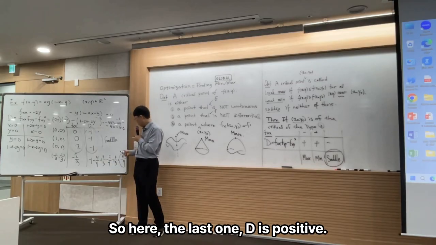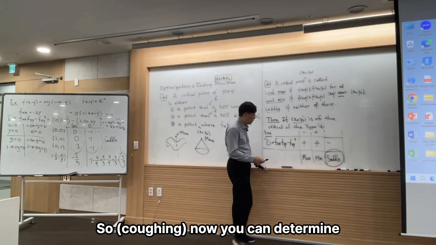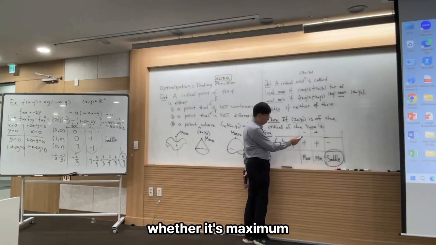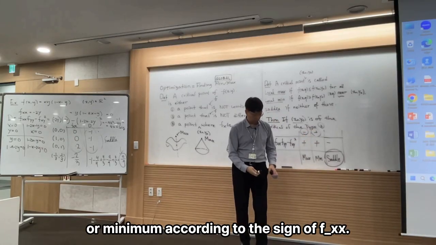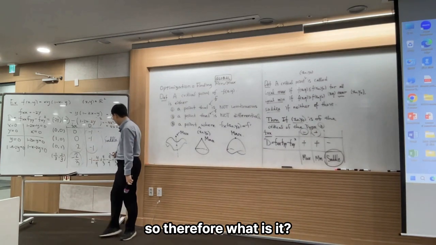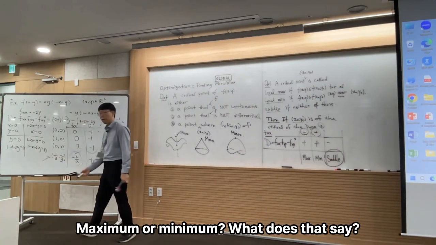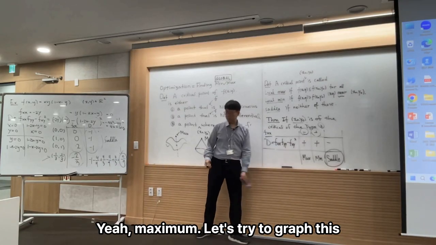So here, for the last one, D is positive. So now we can determine whether it's a maximum or minimum according to the sign of fxx. The sign of fxx is negative. So therefore, what is it? Maximum or minimum? What does it say? Yeah, maximum.